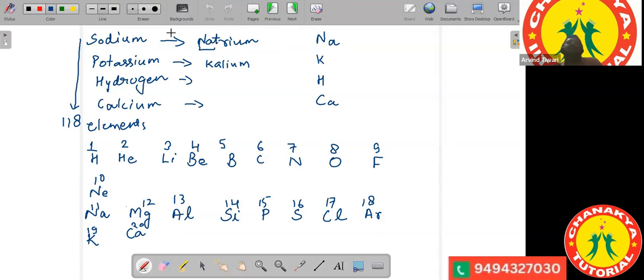So you have to learn it like this only: hydrogen, helium, lithium, beryllium, boron, carbon, nitrogen, oxygen, fluorine, neon. Then sodium, magnesium, aluminium, silicon, phosphorus, sulfur, chlorine, argon, potassium, and calcium. Then you will also find certain helps to remember them. You can search for those tongue twisters which can be used to learn them.